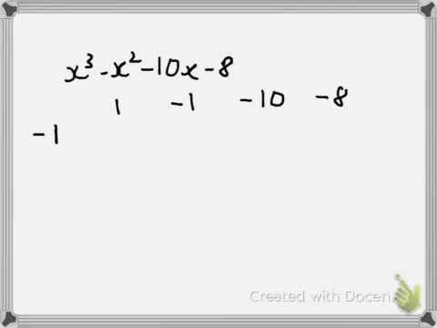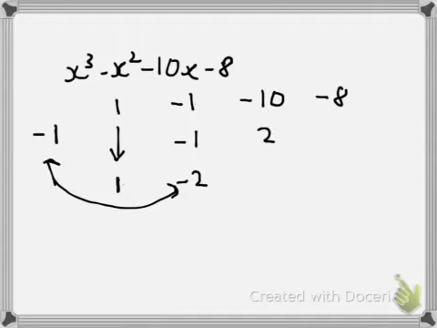We've got our -1 at the side because x plus 1 is a factor. We put the opposite sign. So bring down the 1, multiply, -1 times 1 is -1, add, -1 is -2, multiply, -1 times -2 is 2, add, we get -8, -1 times -8 is 8, add, we get 0. As we should do if we've done it properly.